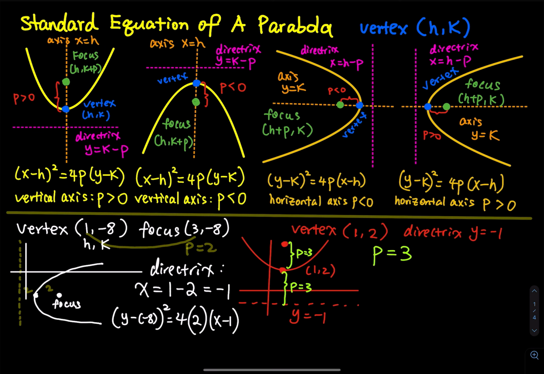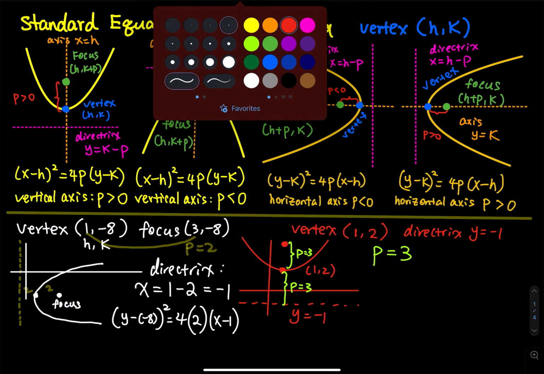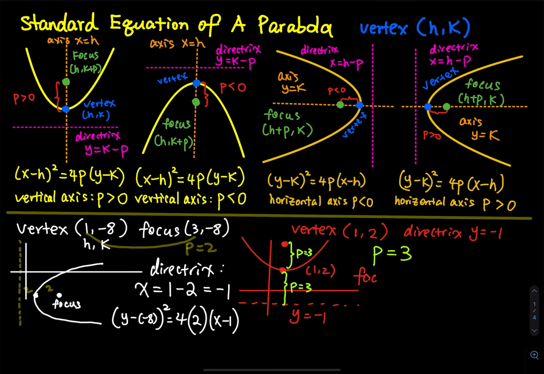And then what is the focus? The focus, y has to go an additional 3 units up. So for the focus, we have 1 comma 2 plus 3, which is 1 comma 5, right? So the y value has to go 3 units up. And then what else do we know? We know p is equal to 3. We are pretty much all set for the standard equation.